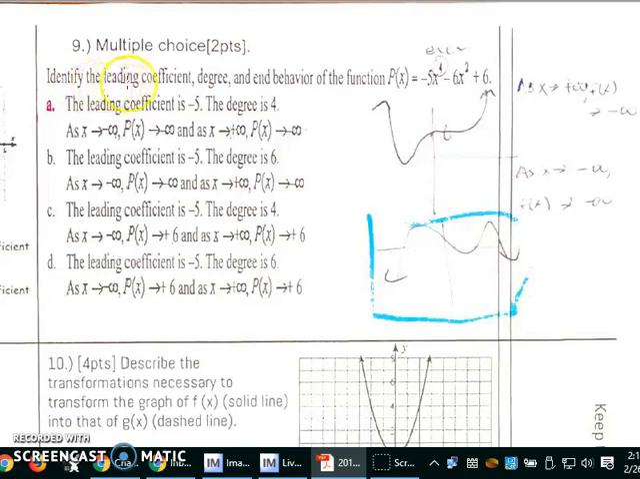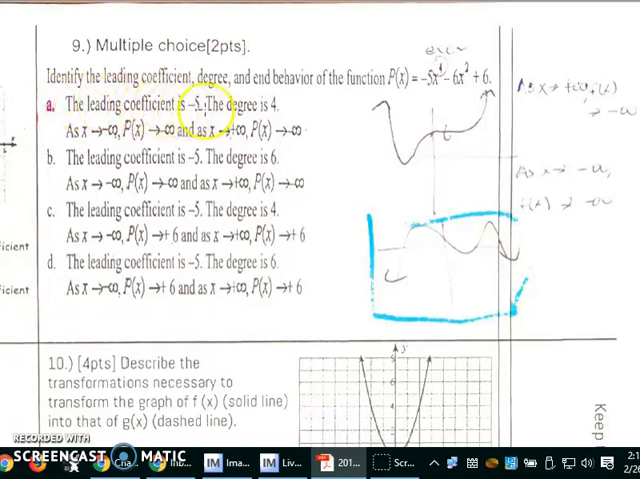Number 9, identify the leading coefficient, degree, and end behavior of the function p of x equals -5x⁴ minus 6x squared plus 6. So first thing I'm going to do is the degree. The degree is the highest degree or exponent. So that would be a 4. So my degree is 4. Therefore, I can eliminate choices B and D. It's a little bit hard to see, but A is the correct answer.